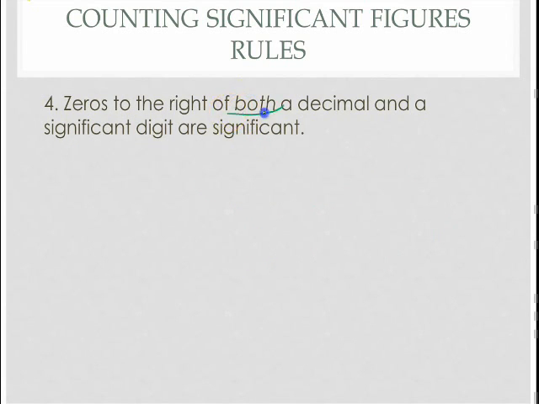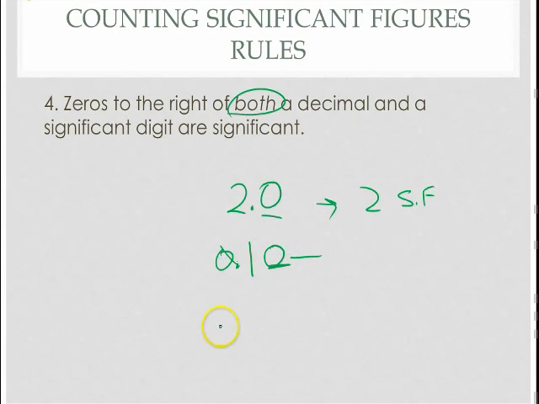Zeros to the right of both a decimal and a significant digit are significant. For example, if we have 2.0, this 0 is significant. There's a reason it was put there. The reason we put 2.0 instead of 2, because this place, it's a significant place. So this is 2 significant figures. 0.10, this is significant, this is not. So we have 2 significant figures here.